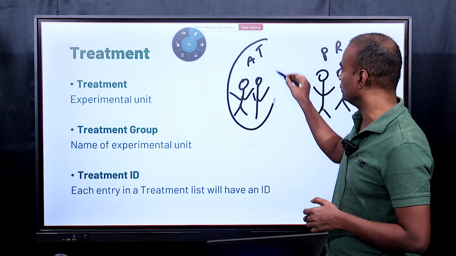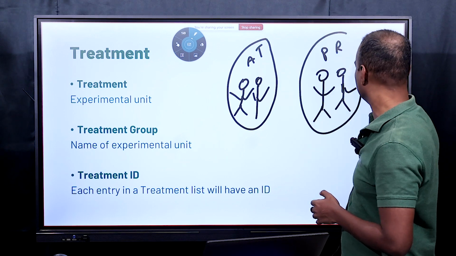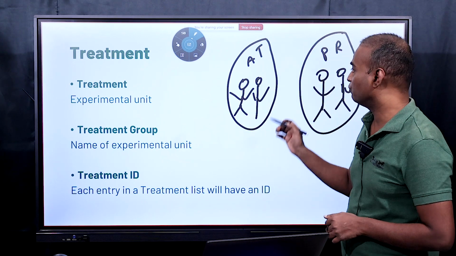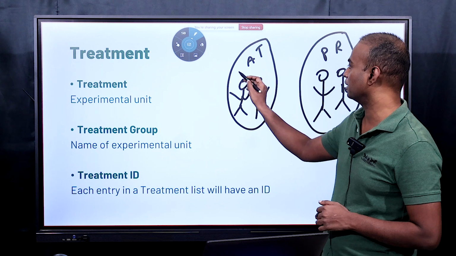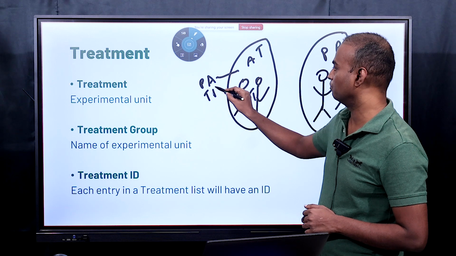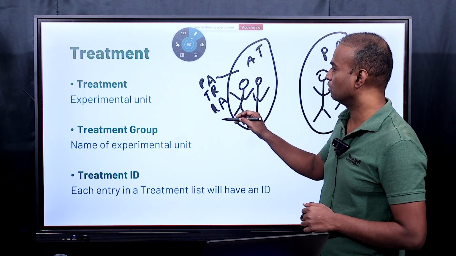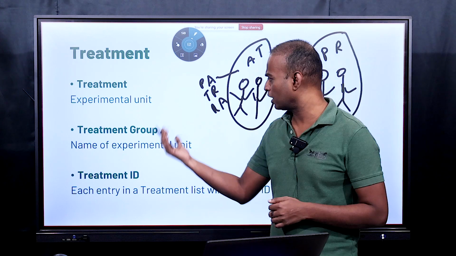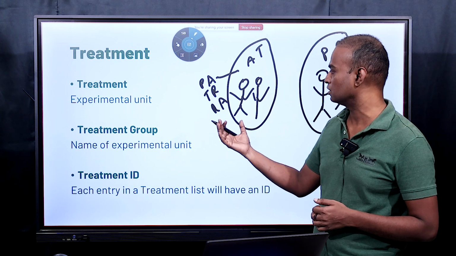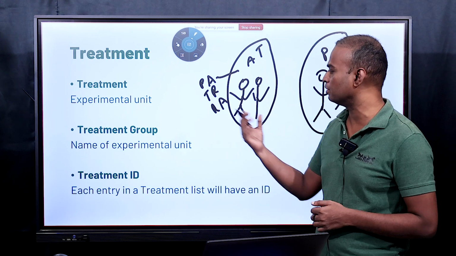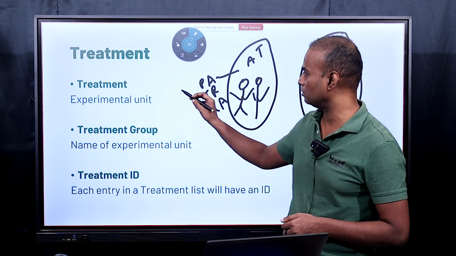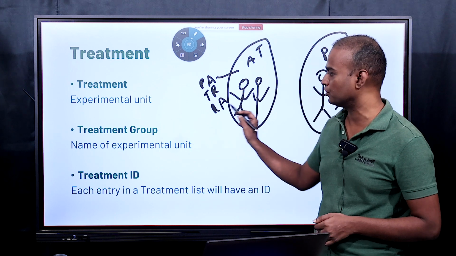This we call an experimental unit. This is one experimental unit and this is one experimental unit, and this experimental unit we call a treatment, and we give a name to a treatment. For example, I can call this a placebo arm or treatment arm or reference arm or reference treatment group. The RT system should be flexible so that whatever the client wants, the client terminology, we should be able to insert into the system. So the name given to a particular treatment is known as the treatment group.